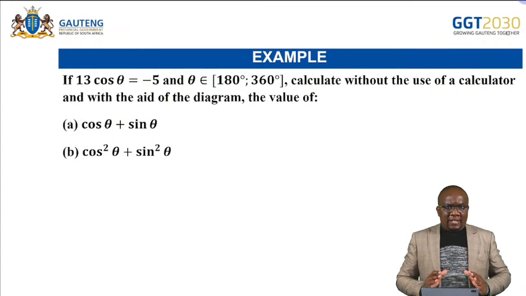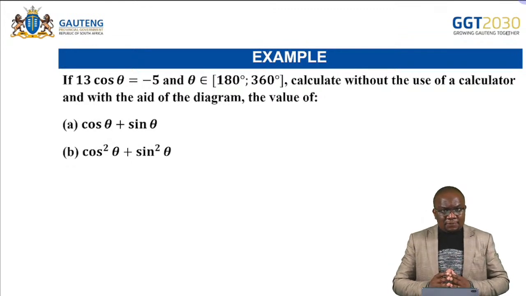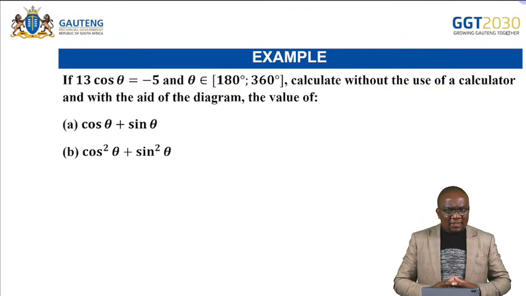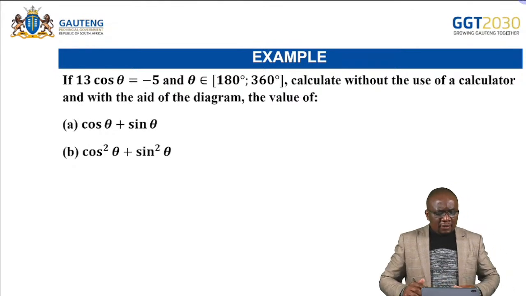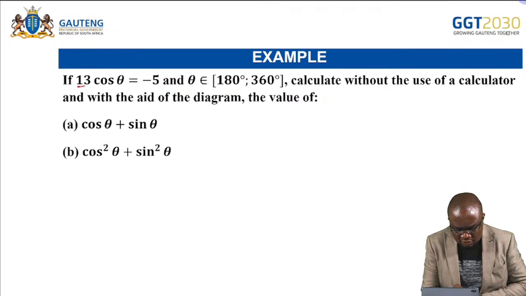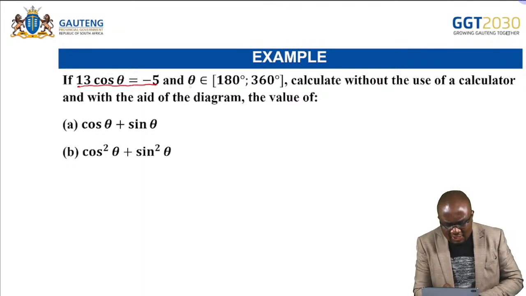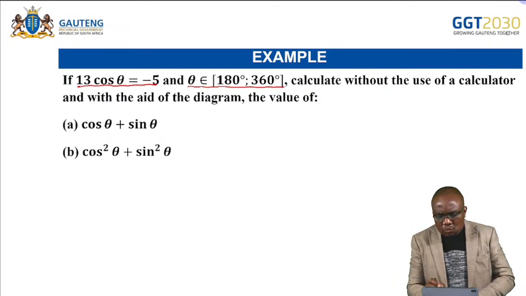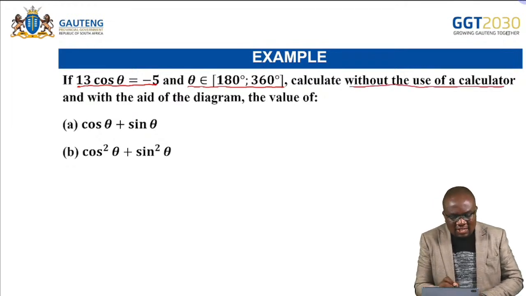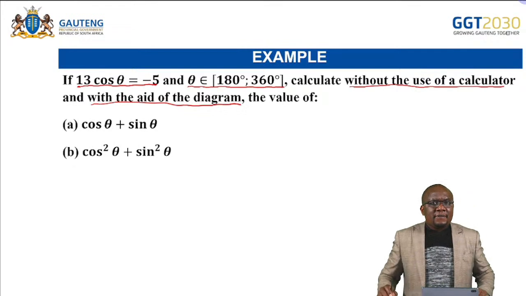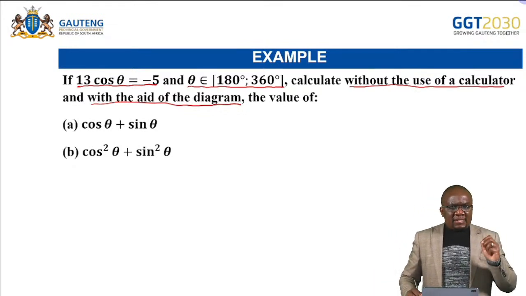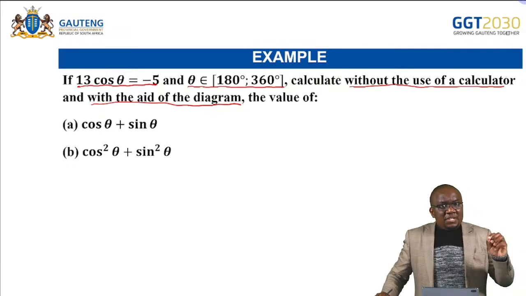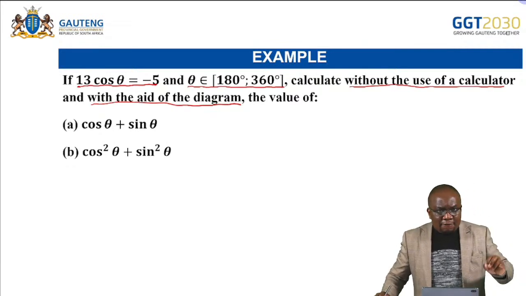I want you to listen now. I'll tell you when to write. You're going to listen to me, and then after listening, you're going to write the notes in your books on this example. If 13 cos theta is equal to -5, and our angle theta is between 180 degrees and 360 degrees, calculate without the use of the calculator and with the aid of the diagram the value of cos theta plus sine theta.